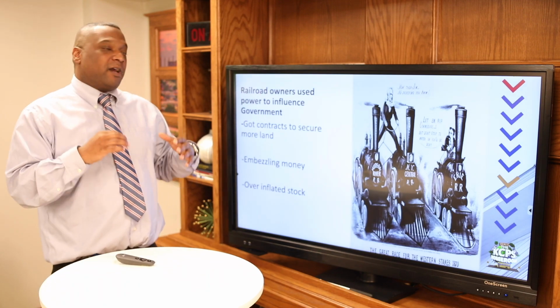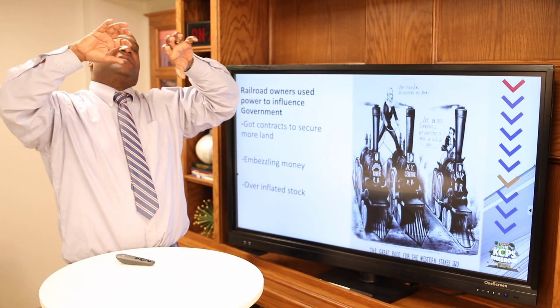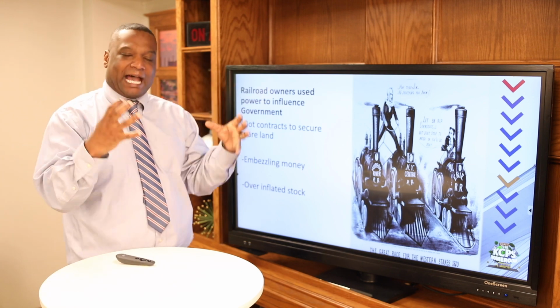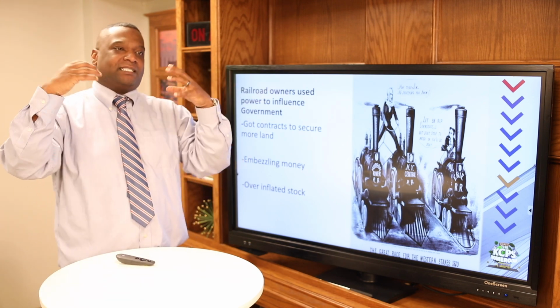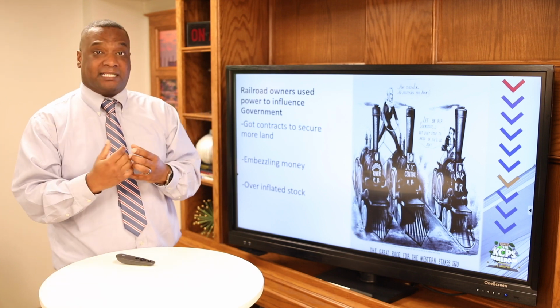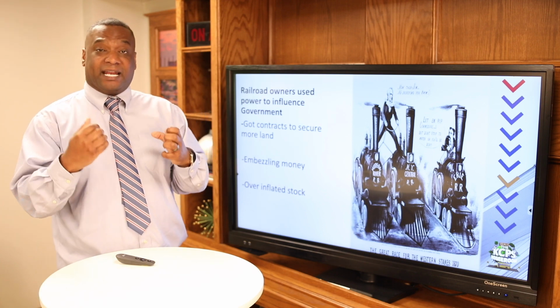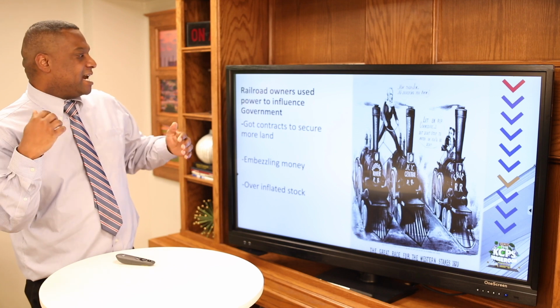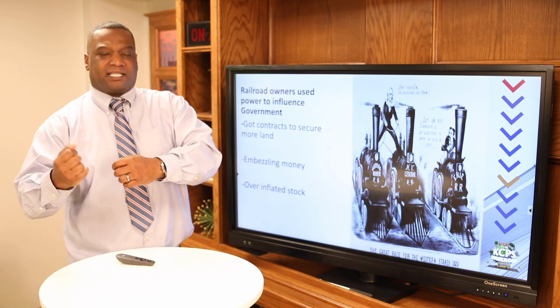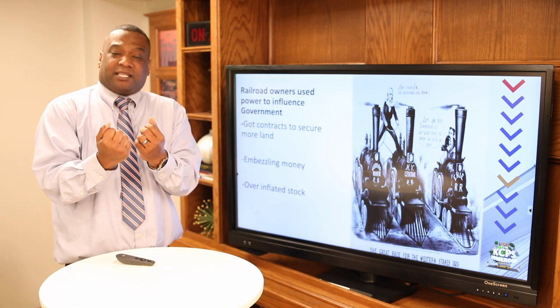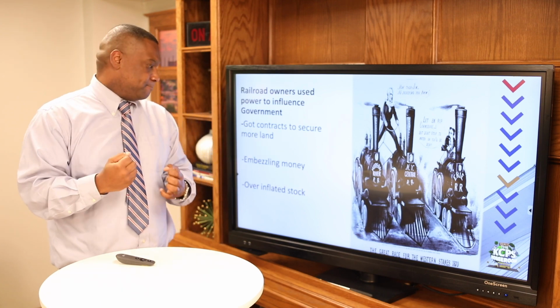So, railroad owners took advantage of this laissez-faire society. They used their power and influence to win government contracts and get government lands, and they took full advantage of it. They got contracts to secure more land, and they kept going through this process, opening up the West and getting contracts that benefited them.